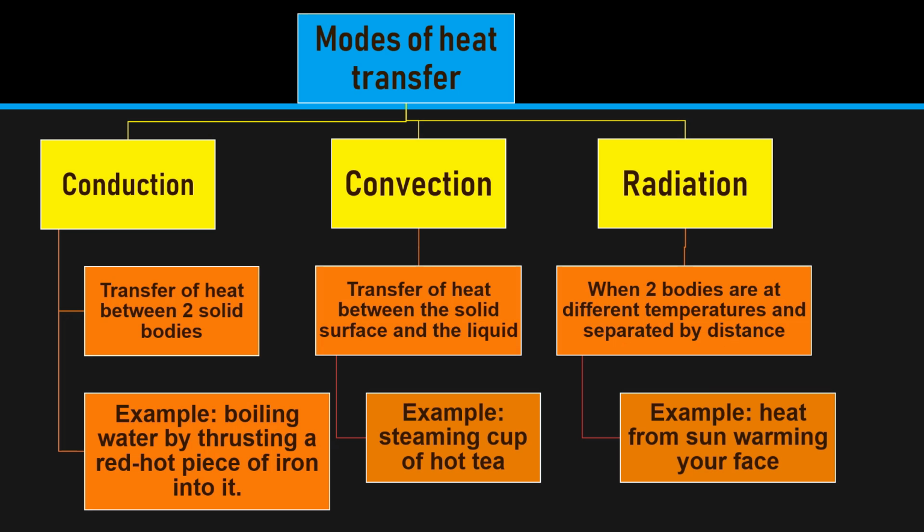There are three modes of heat transfer, namely conduction, convection, and radiation. Conduction is transfer of heat between two solids, for example, boiling water by thrusting a red hot piece of iron in it. Next, convection is transfer of heat between a solid surface and a liquid, for example, a steaming cup of hot tea.